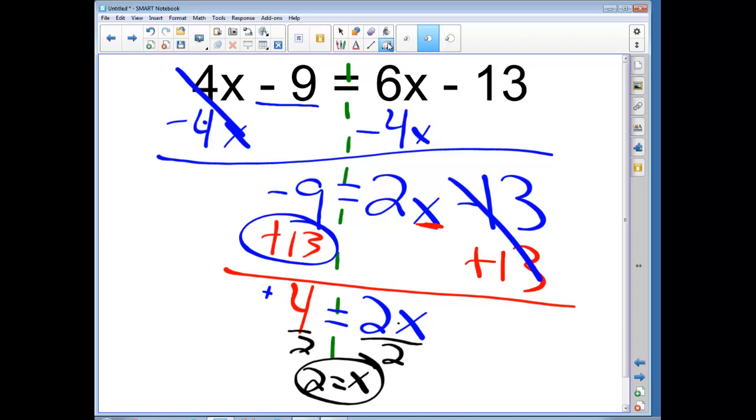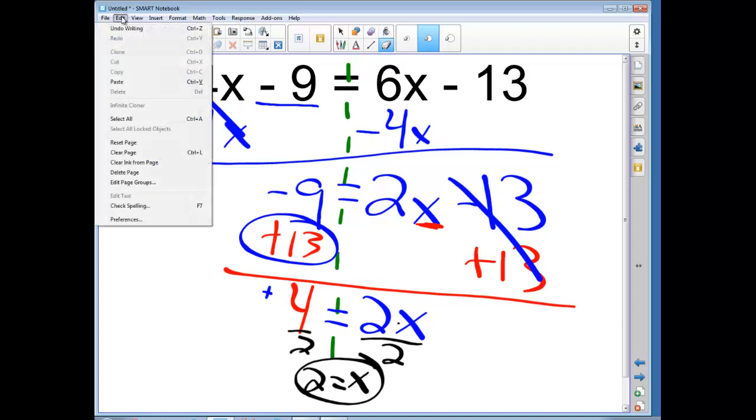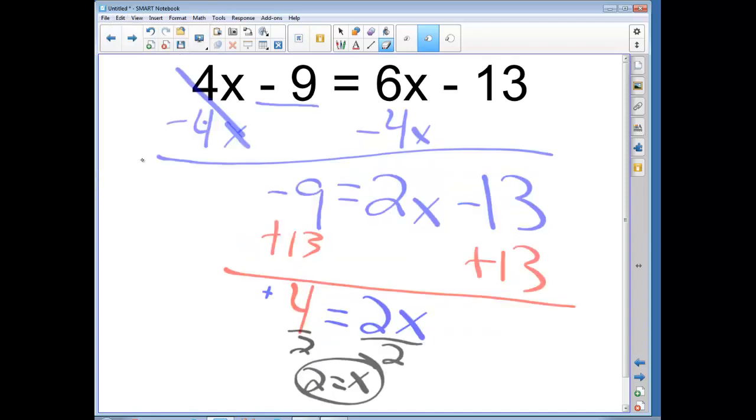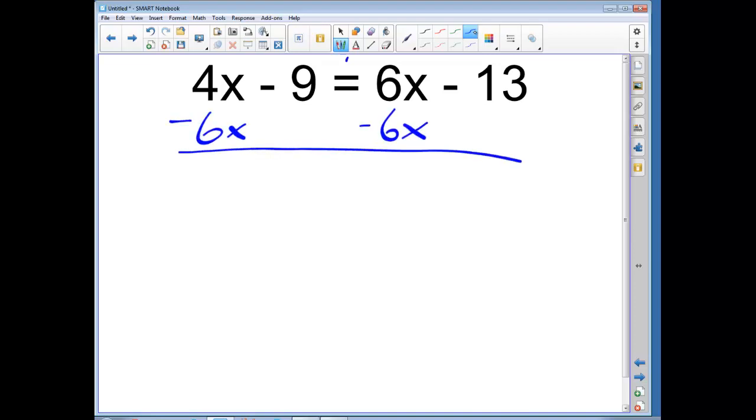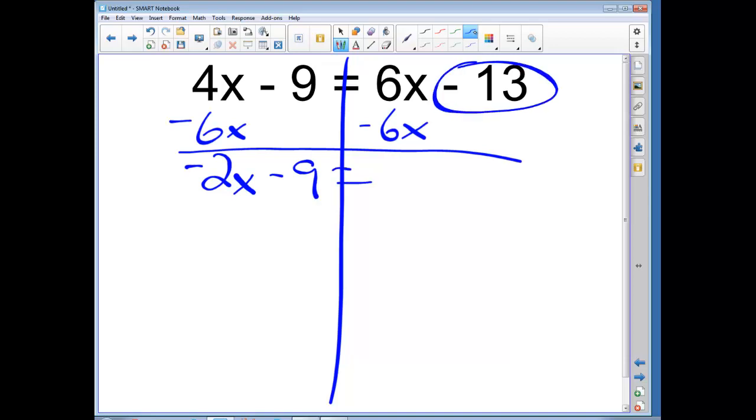Okay, I know some of you guys may have done it the other way. Instead of subtracting the 4x here, you subtracted the 6x. So let's do that. I'm going to clear the ink from here and do it the other way. I'm going to get rid of the 6x. It's a positive 6x, so I'm going to subtract 6x. Break down my sides here. 4 minus 6 is a negative 2x. Minus 9 equals, left with a minus 13 over there. 0 minus 13 is a negative 13.